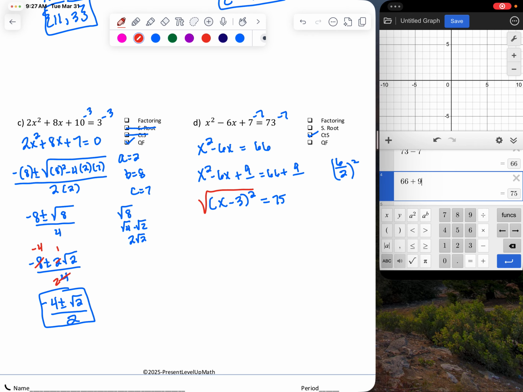Now square root both sides. So that would leave me x minus 3 equals, the square root of 75 would simplify to square root 25 times square root 3, or 5 square root 3. So plus or minus 5 square root 3. And then add 3 to both sides. Okay, and that concludes today's lesson, choosing the best method for solving quadratic equations.